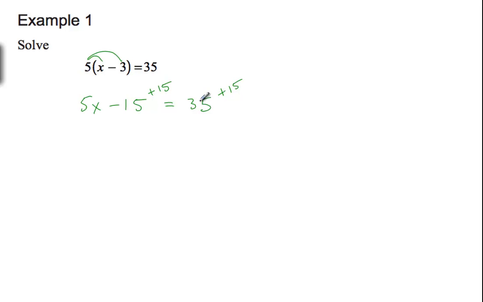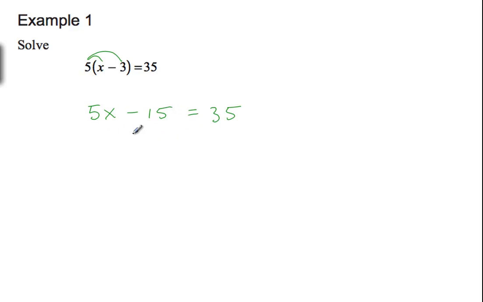Negative 15 plus 15 gives us 0, and that was the whole point of doing that. And if we add 15 here, we have to also add 15 here. So now we can rewrite 5x minus 15 plus 15, which just leaves us 5x on the left side. On the right side, we have 35 plus 15, and that's 50. That's one way of doing it. I'm going to delete that and also do it a second way. Either way is fine with me. I'm just not sure which way you will already be familiar with.